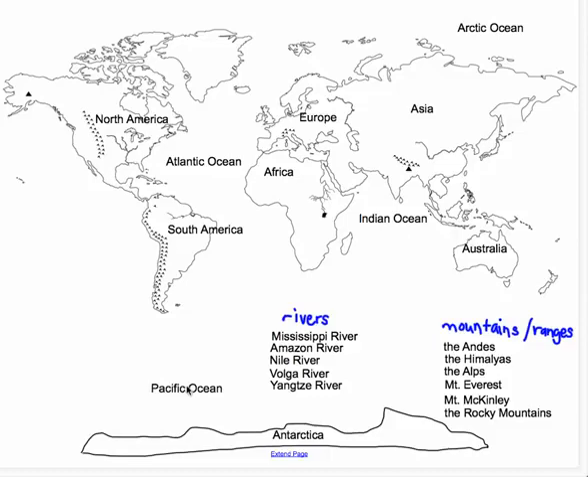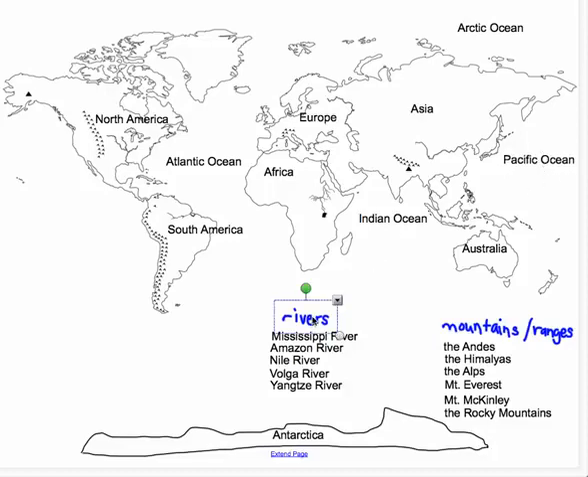And then lastly, the Pacific Ocean. The Pacific Ocean goes to the east of Asia and to the west of North America. So you can either place it here or you can place it here. Okay? All right, so that's the Pacific Ocean.